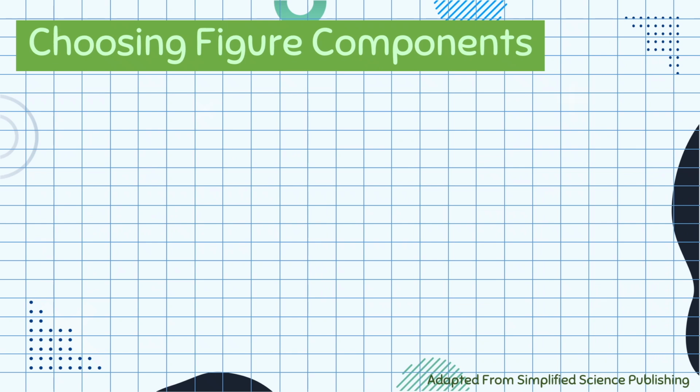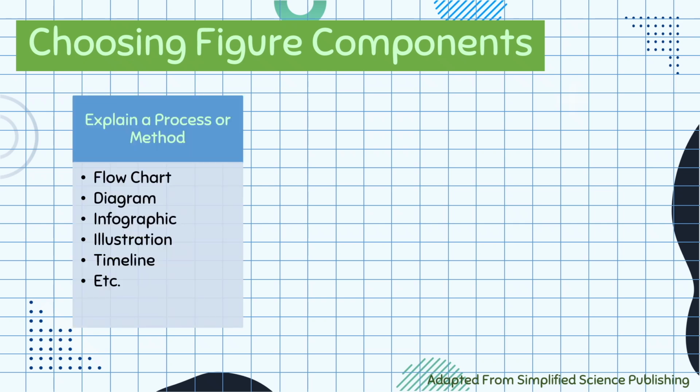Choosing your figure components is an extremely important aspect of polishing the final paper, because it requires you to understand what it is you're trying to communicate so that you can choose the best method to do so. So if you're trying to explain a process or a method, things like a flowchart, diagram, infographic, illustration, timeline, those things are going to be the most helpful.